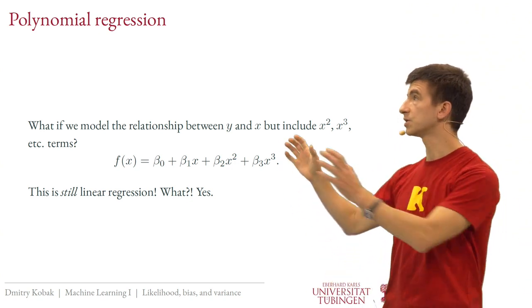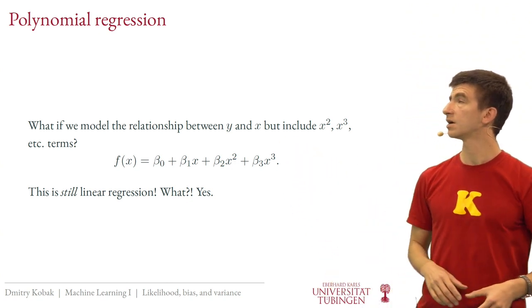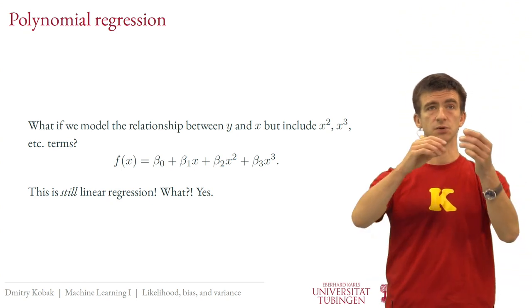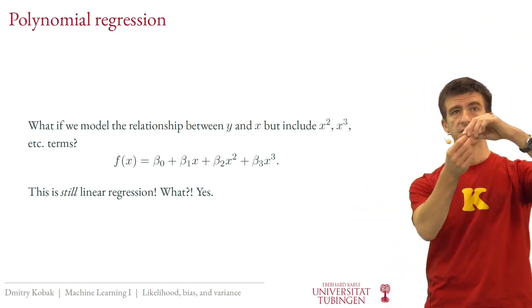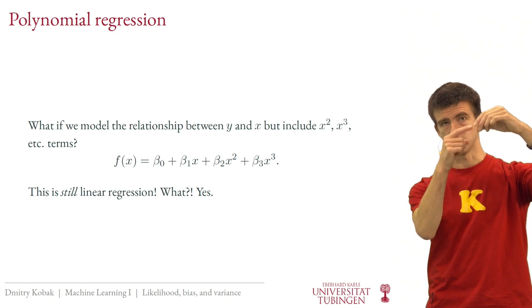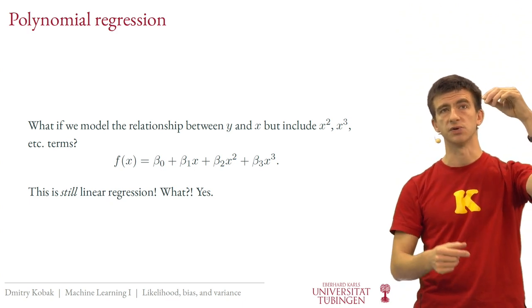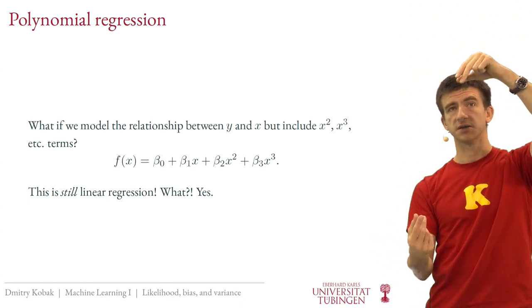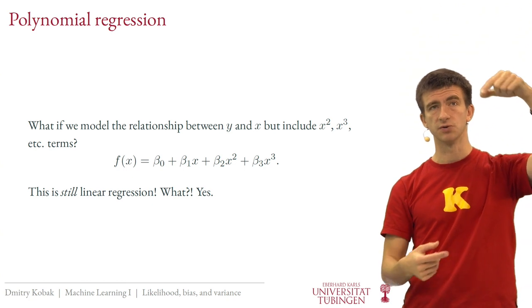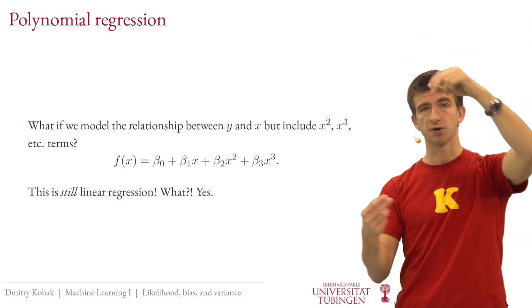So for this particular model written down here, you can think about the design matrix. It will have the column of ones, then the column of x's, so different ages in your sample. Then you just square all the ages, and that's your next column. Then you raise the ages to the third power, and that's your next column.